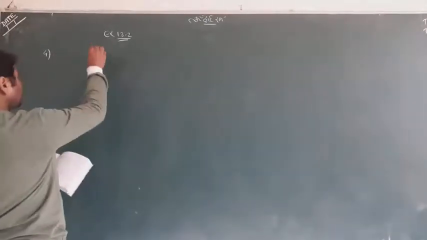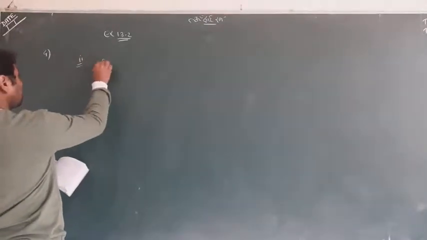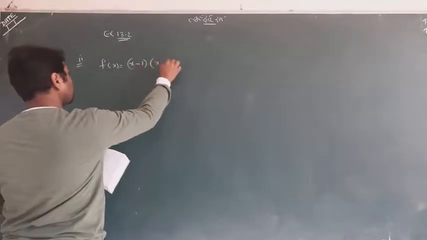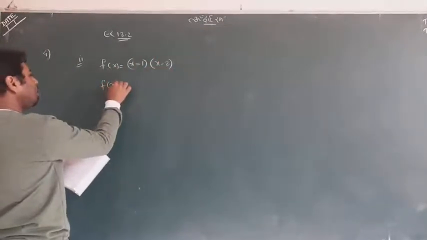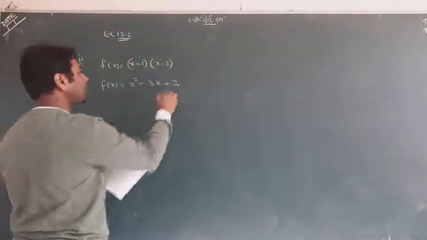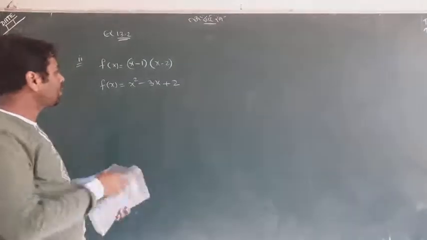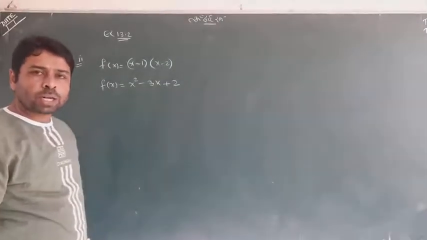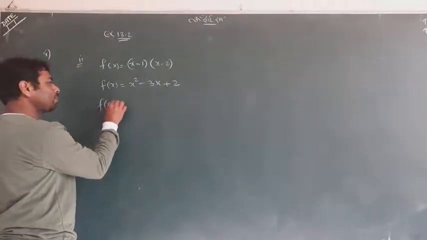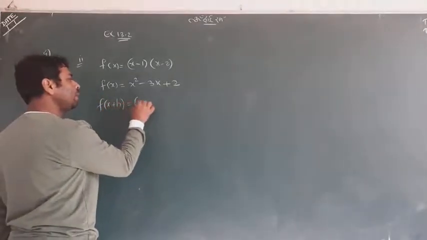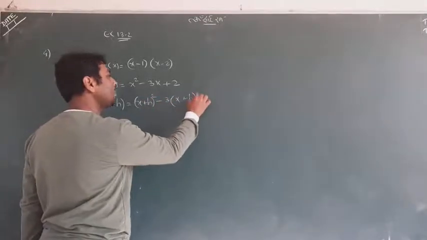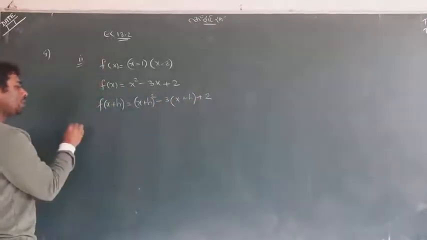Suppose we have a question, question number 2: f of x equals x minus 1 times x minus 2. It is better to multiply first. Now you have a simple function, and you know how to apply the first principle. You need f of x plus h. So it is going to be x plus h squared, then x plus h, and it is only 2. So this is the value.